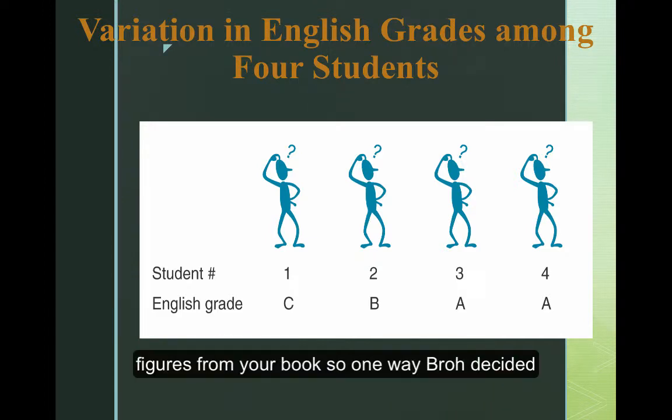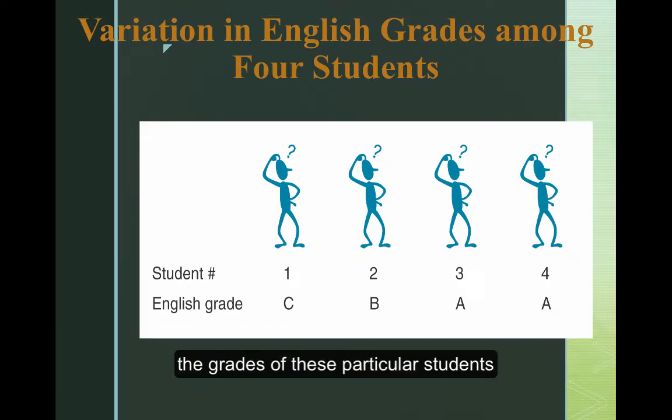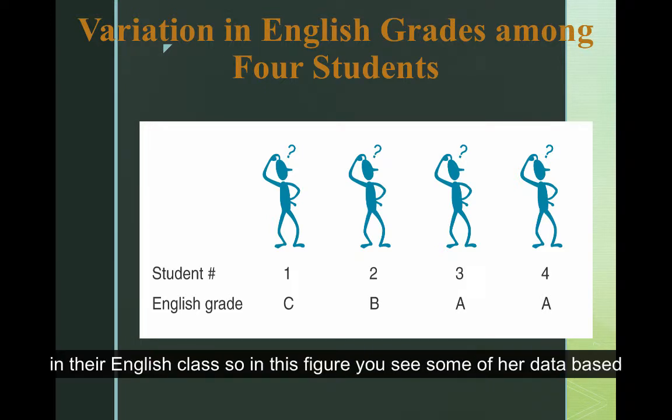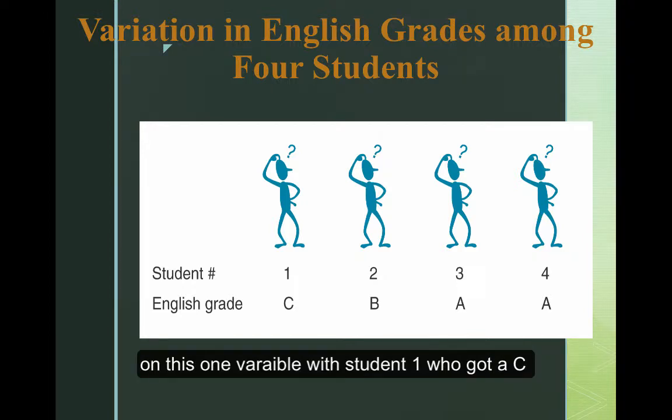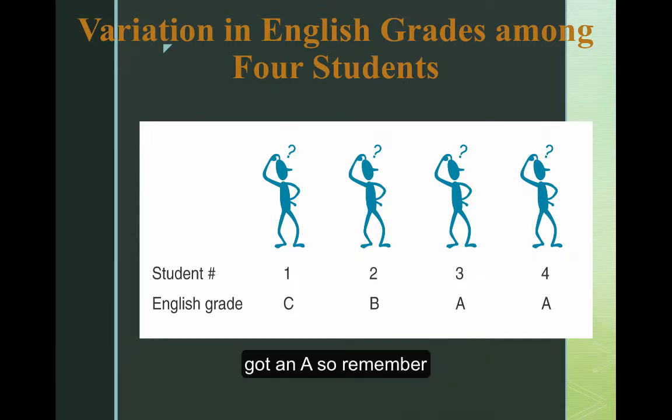One way that Broh decided to measure her variable of academic achievement was through looking at the grades of these particular students in their English class. So in this figure, you see some of her data based on this one variable, with student 1 who got a C, student 2 who got a B, student 3 who got an A, and student 4 who also got an A.